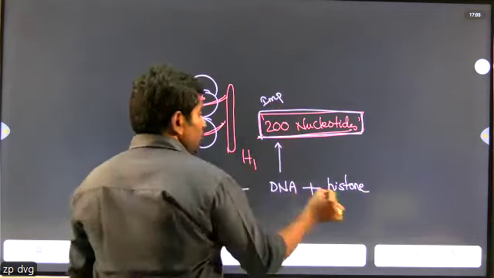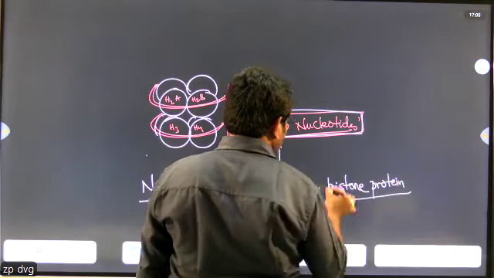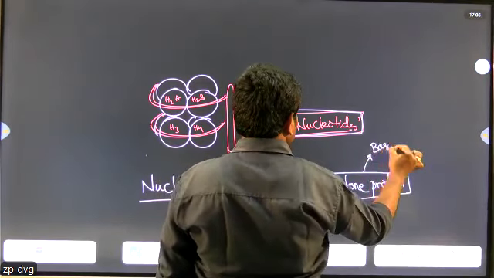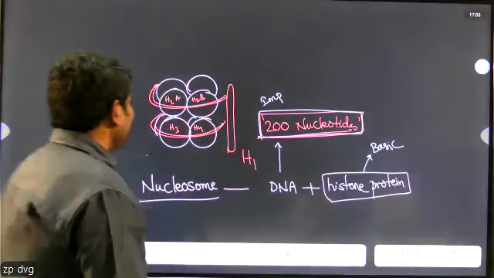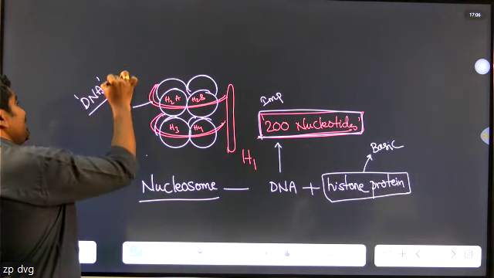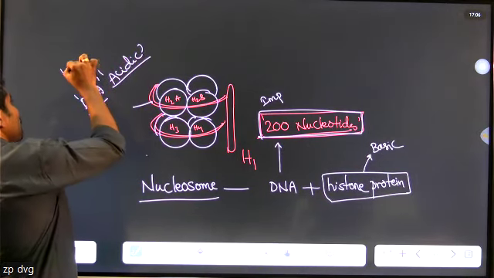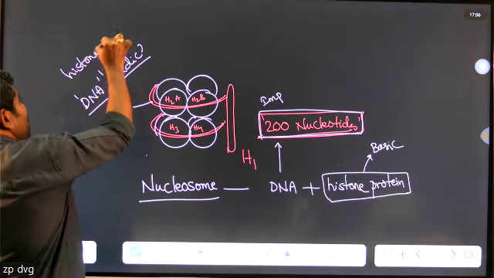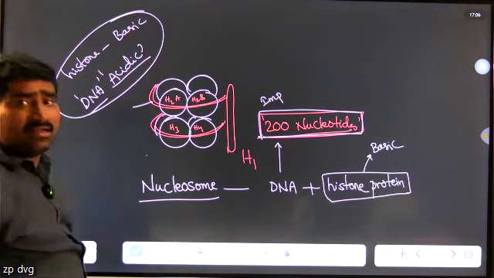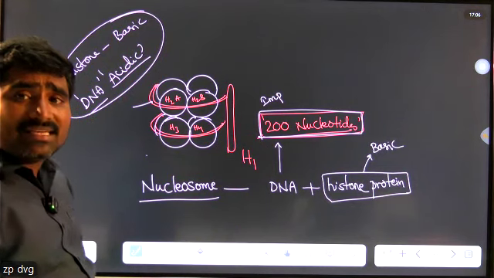And next, why are histone proteins present in this place? Because histone proteins are basic in nature, and DNA is acidic in nature. This is very, very important: DNA is acidic and histone proteins are basic. Because of this reason, DNA is associated with histone proteins. Why are histone proteins basic in nature?